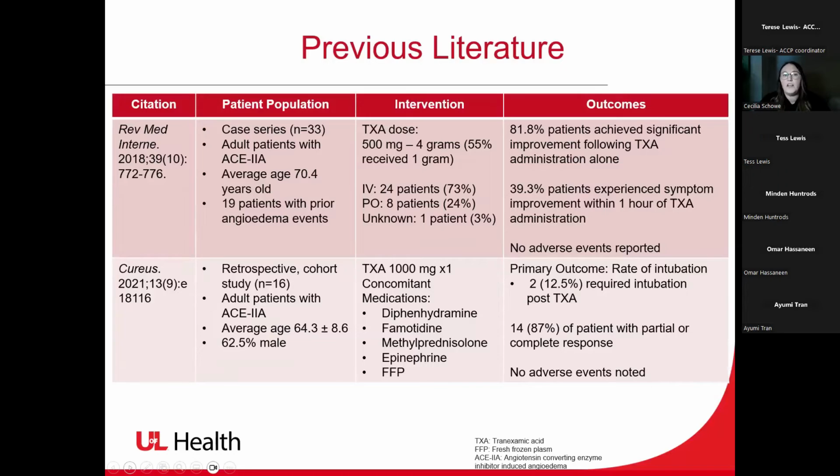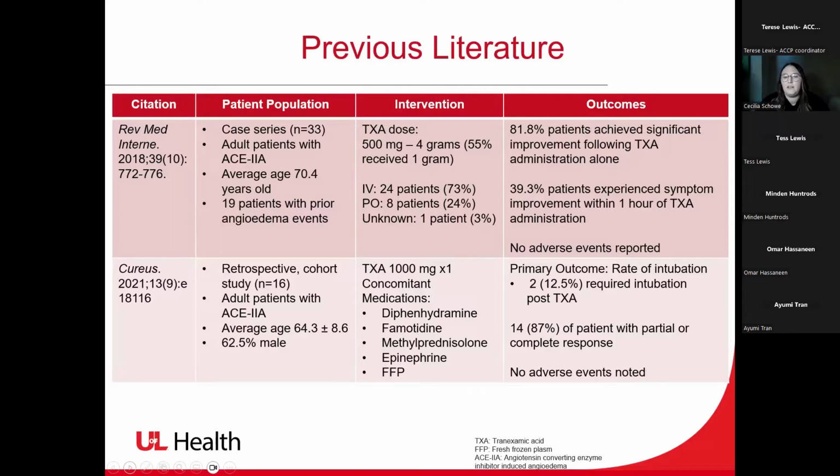Looking at a few more studies, we have another case series that included 33 patients. So you can see baseline characteristics are relatively the same as our other studies. What's different with this one is their intervention. So you can see their TXA dose. They used anywhere from 500 milligrams up to 4 grams for that initial dose, with about half of the patients receiving that 1 gram, like our other studies.